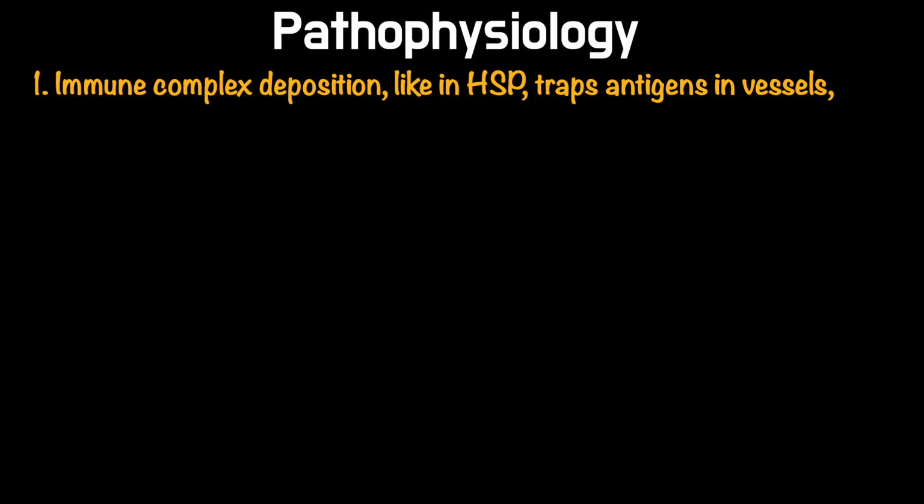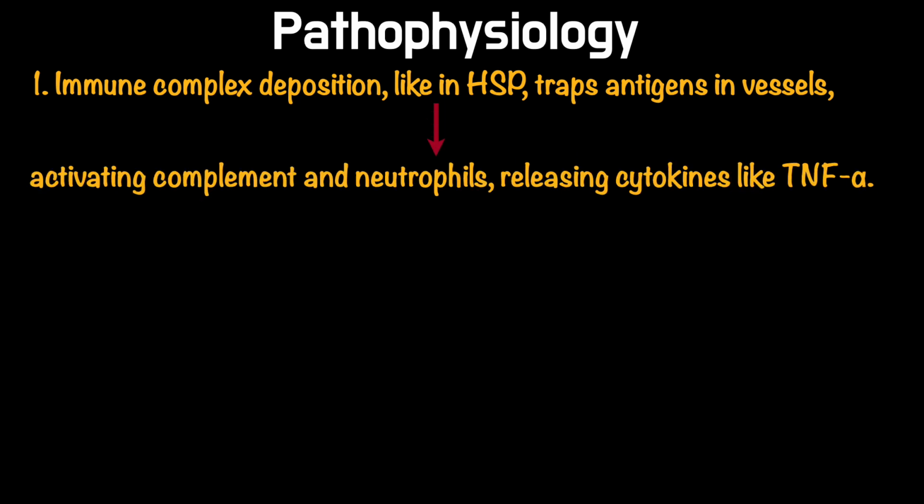Talking about the pathophysiology of vasculitis, we have talked about that in the overview. The three mechanisms: immune complex deposition first, like in Henoch-Schonlein purpura. It traps antigens in vessels, and the trapped antigens will activate complement and neutrophils, releasing cytokines like tumor necrosis factor alpha, right? So this is the one mechanism.